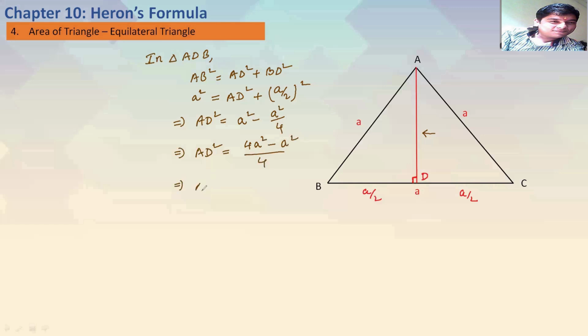It will become 3A square upon 4. AD equals root 3A square upon 4, so root 3A upon 2. A square can be taken out of root because there is a square, and root 4 is 2, right? Okay, fantastic. Now what is area of triangle?